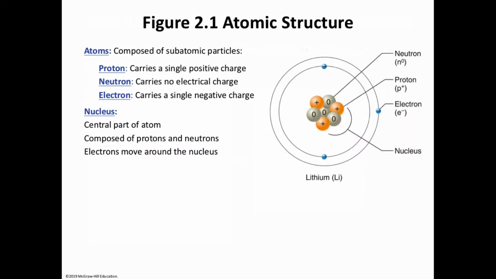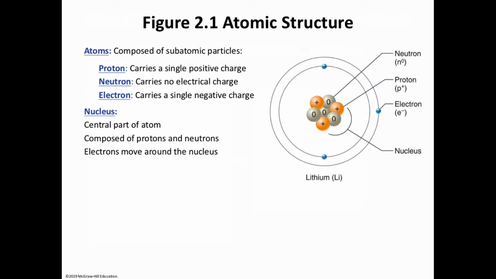Now we get on down to the atom. As mentioned in our prior lecture, it's the smallest unit of an element that retains the chemical properties of that element. Keep in mind that the atom is made up of subatomic particles known as the proton, the neutron, and the electron. Protons carry a positive charge, neutrons carry no charge, being neutral, and the electrons carry what is called the negative charge.